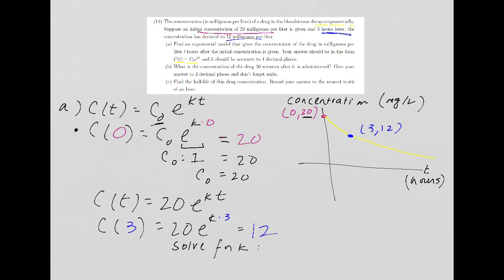Okay, so this is going to take just a couple steps. I think I will flip the slide for you so you can see how this is going to work. Okay, so we have 20 e to the k times 3 is equal to 12. We got that equation from the blue point, and our job is to solve for k. Now I just want to note that k is trapped up in the exponent, so we'll need a way to get it down.